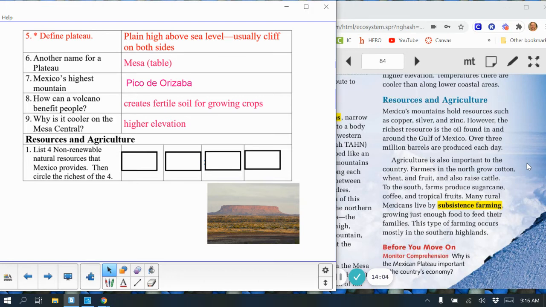We're going to go ahead and answer that before we move on, because we're going to find the next information on the next slide. So very simply, we have copper, silver, zinc, and oil. And the richest of the 4 is oil. So copper, silver, zinc, and oil. And then you are going to underline the richest of the 4.